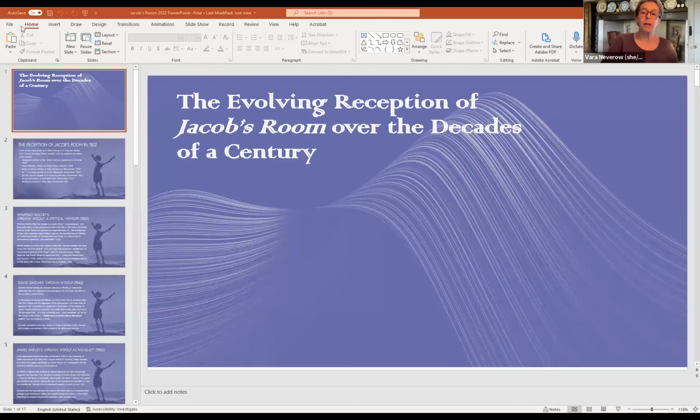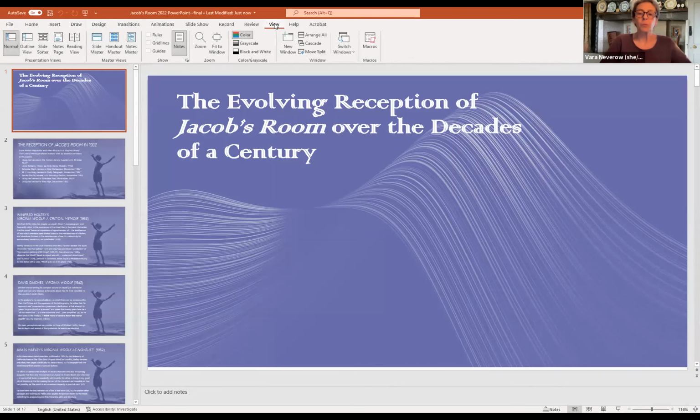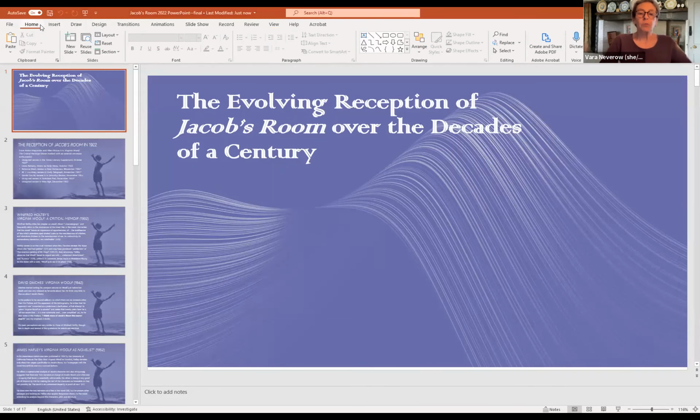So let's pretend that we're having a normal panel where everything is going smoothly. And I am going to talk about the evolving reception of Jacob's Room over the decades of a century. And the PowerPoint is connected to what I'm going to read. In my talk, I want to trace the way that Jacob's Room shifts from one moment or perspective to another without continuity in the narrative, but not by analyzing the text.